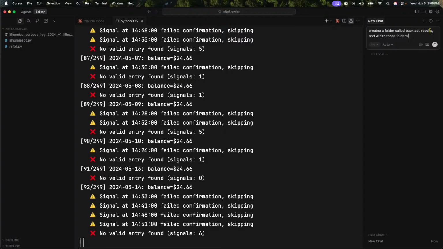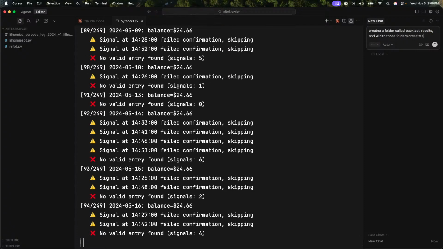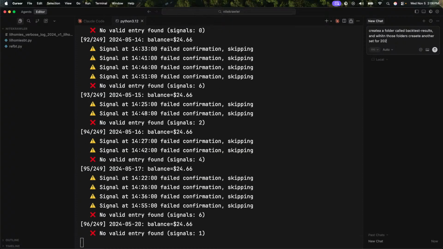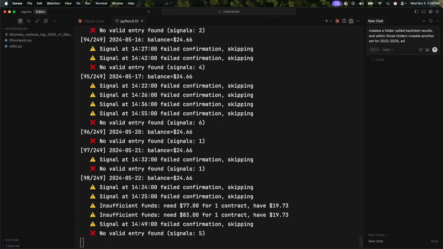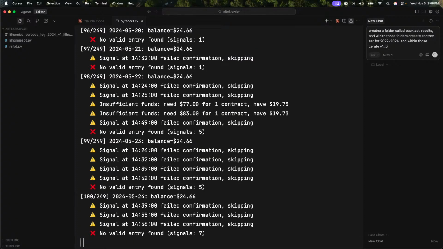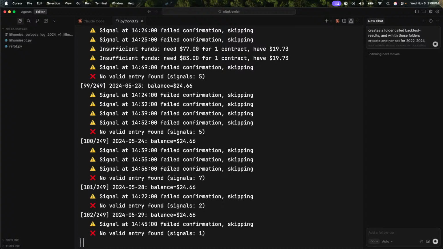Create a folder called backtest results, and within those folders, create another set for 2022 through 2024, and then within those create V1 baseline, so we can just stay organized.